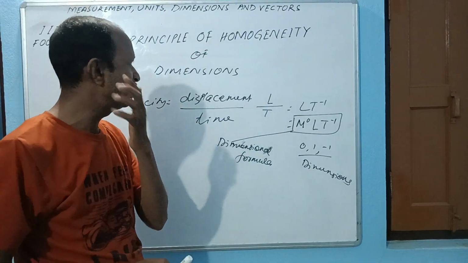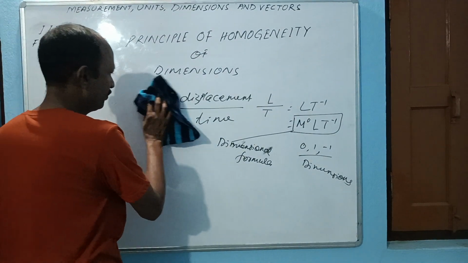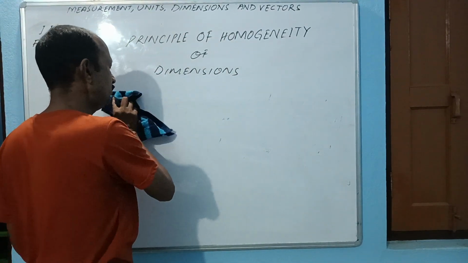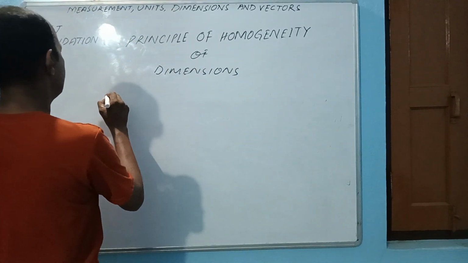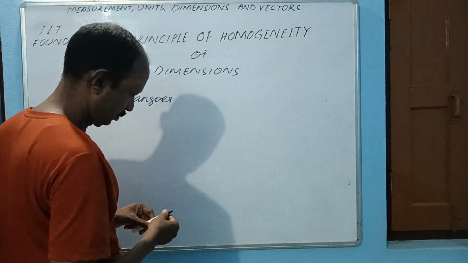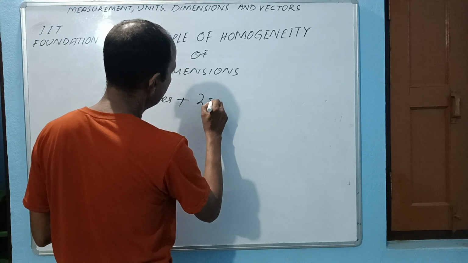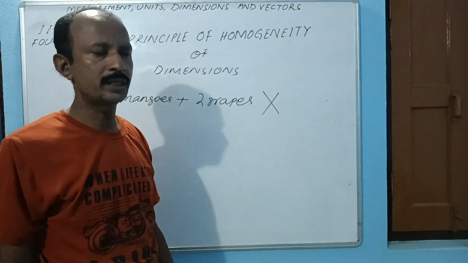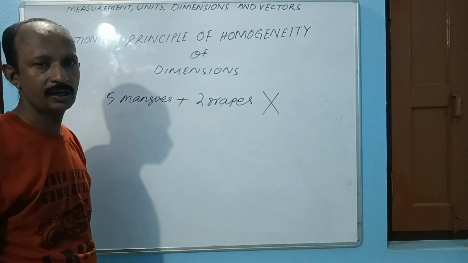Today's concept is regarding the principle of homogeneity of dimensions. What is the principle of homogeneity? Let us see. For example, 5 mangoes, I can't add with 2 grapes. It is not possible because they are not of similar quantities. They are different physical quantities.